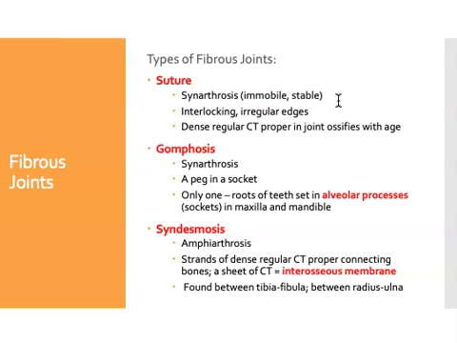The edges of those suture joints are very irregular, and they allow the bones to sort of interconnect with each other at the joint. The dense, regular connective tissue proper in suture joints in the skull, for example, is going to ossify as the individual ages. And if you think about that, that makes sense. The suture joint needs to be connective tissue when an individual is growing because the bones are growing.